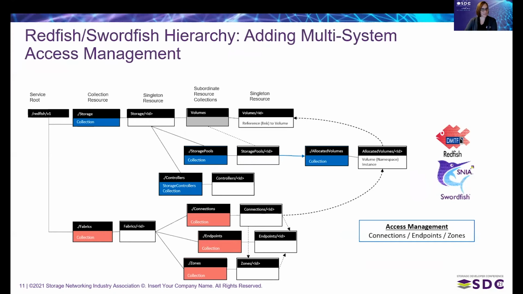When we want to look at access management, in particular at multi-system access management, we also use the fabrics model because a lot of these concepts are very similar. What we do instead is we use connections in addition to endpoints and zones. So a connection is really where you specify what the access permissions are that you want to see applied to particular targets.